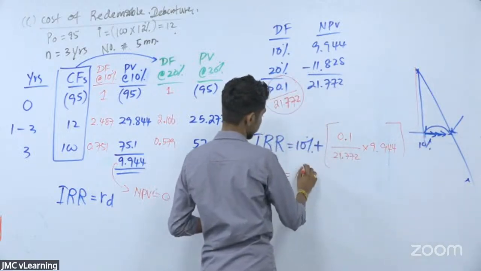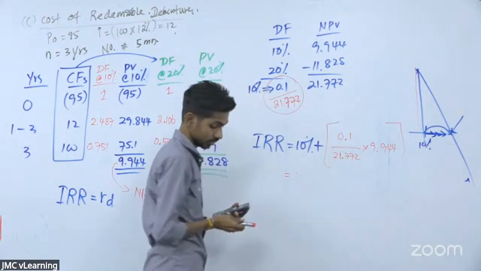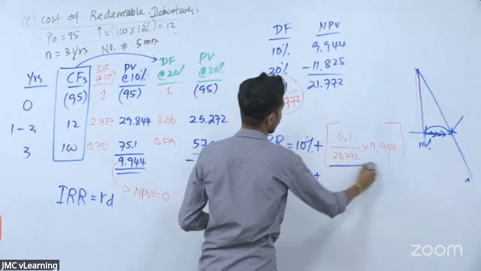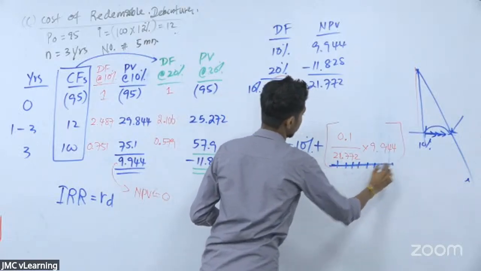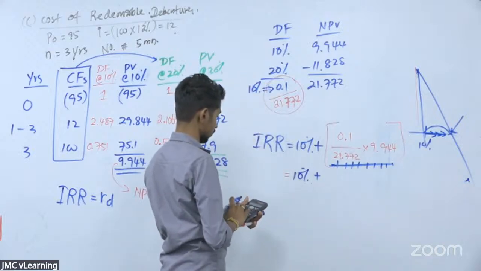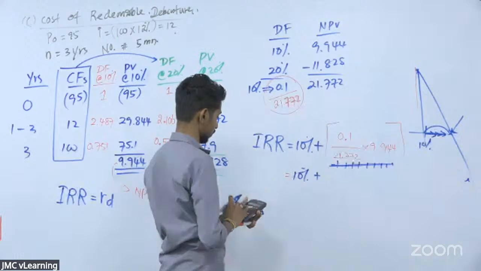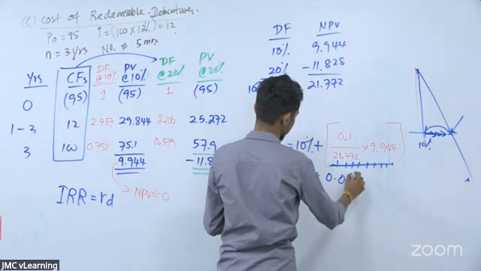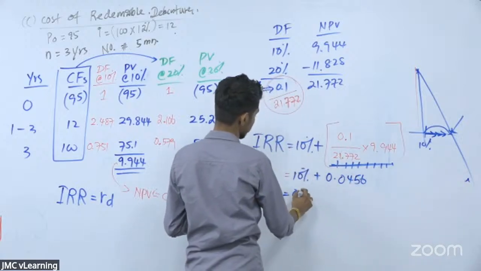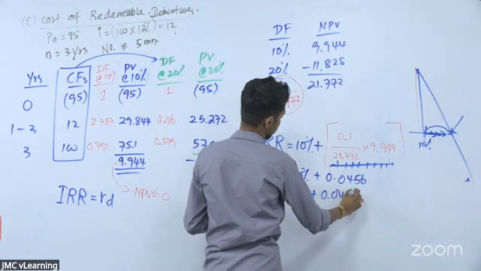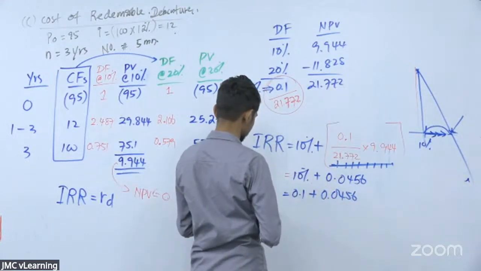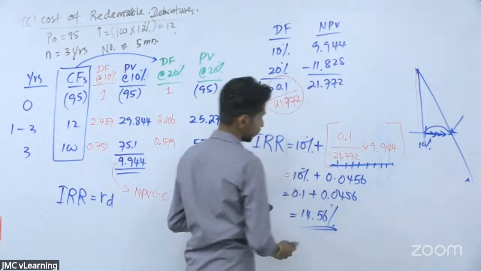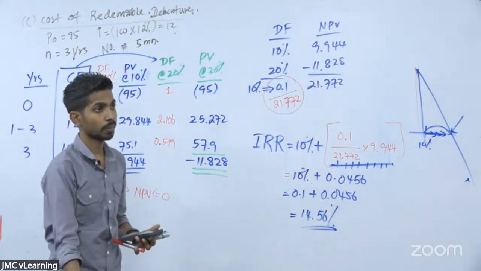Then 10% is this one. That is our starting point. Journey started at 10%. That is the additional walk-in percentage. How much do we have to walk beyond 10%? 4.56. Then this 10% is 0.1. So 14.56%. Got the point? Please.